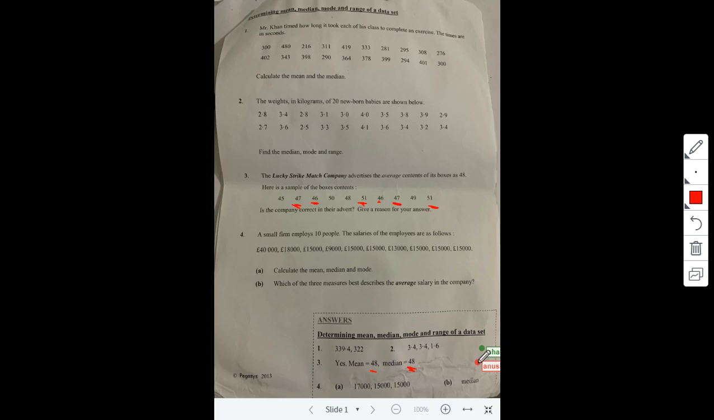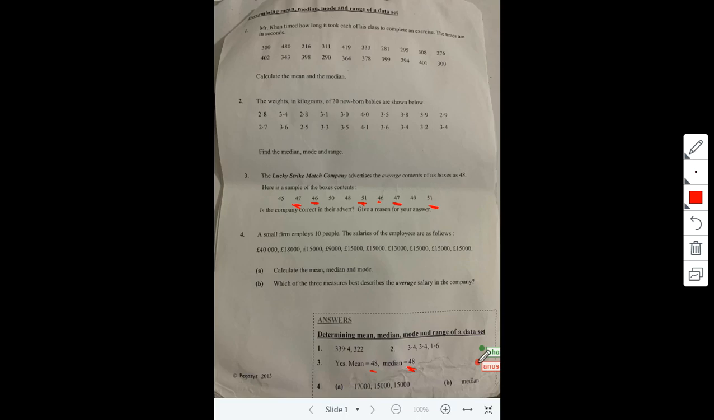Even if your mean matches, you can write yes. Okay, but one of the averages has to be the same. But what if the median wasn't? What if the median was 47 for some reason? Then would it not be the average?